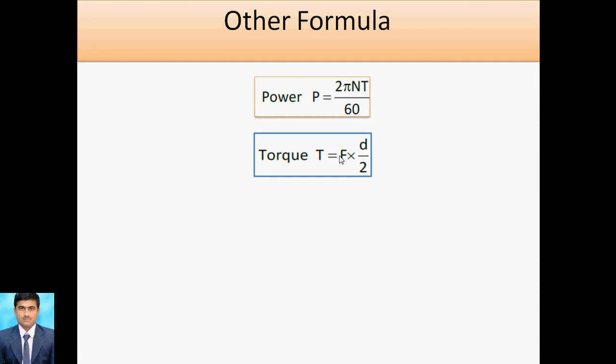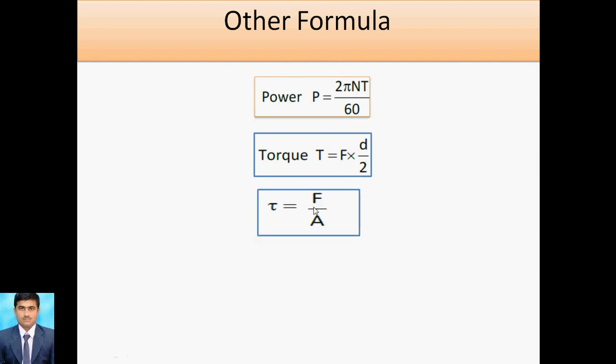Then there is another formula. The power absorbed during friction you can calculate by the formula P is equal to 2 pi N T by 60. Here pi is a constant, N is the speed in rpm, that is the speed of the shaft, and T is the torque. For torque, we know that torque is force into distance. For that purpose we take d by 2, that is diameter by 2, half of the distance. So torque is equal to force into d by 2.